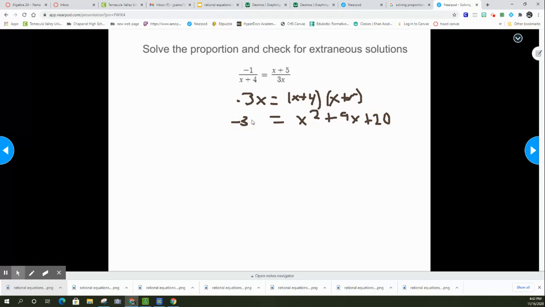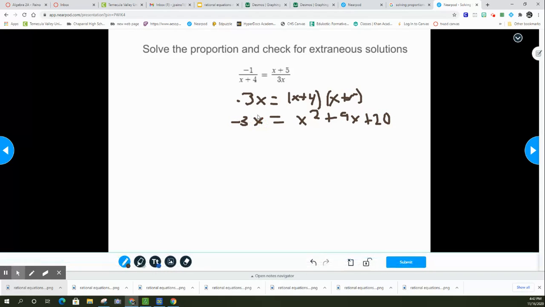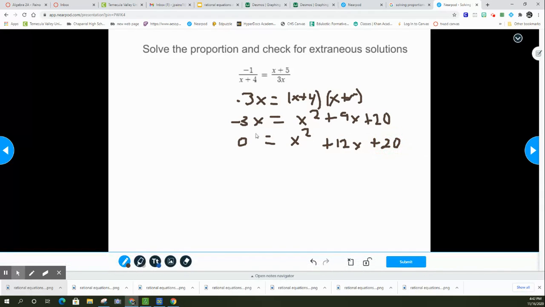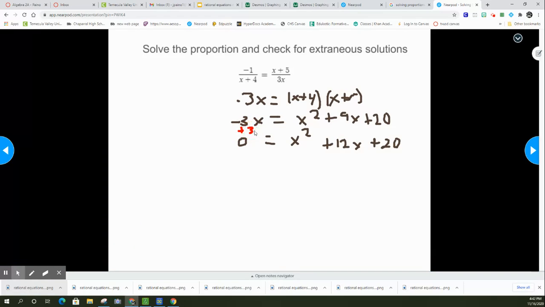All right, and then it's a quadratic, so now I've got to set it equal to 0 to solve. So I add 3x to both sides. And so I get x squared plus 12x plus 20. Again, all I did to do this was I added, let me change colors here, 3x to both sides, and I just lined it up with my like term. So 9x plus 3x, that's where I'm getting 12x from.